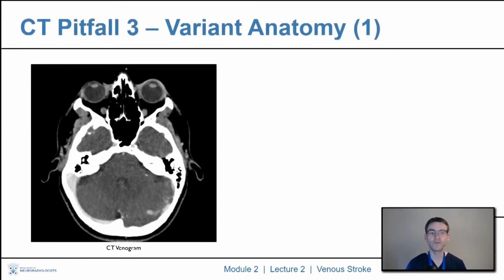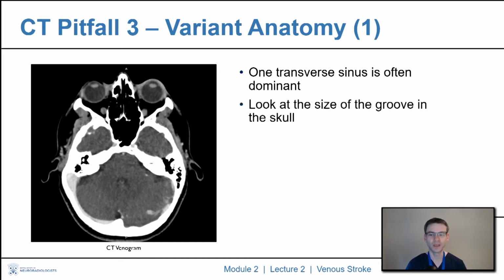Pitfall number 3, variant anatomy. So most people, or often, you'll see one transverse sinus that is dominant, it's larger than the other one. But it can be difficult to decide, particularly in an MR venogram, whether a very small vessel could be partially thrombosed or whether it's kind of developmentally hypoplastic.